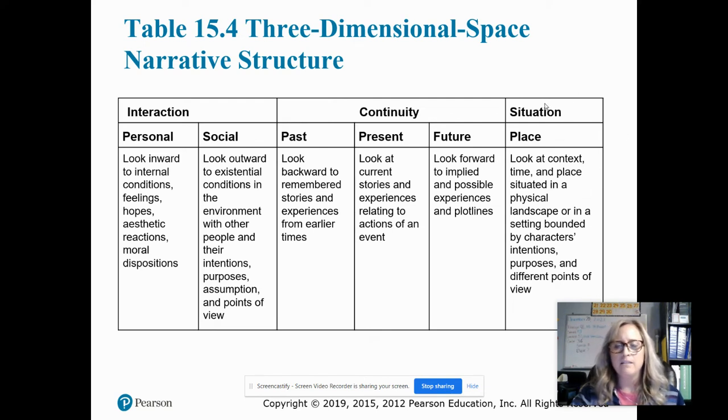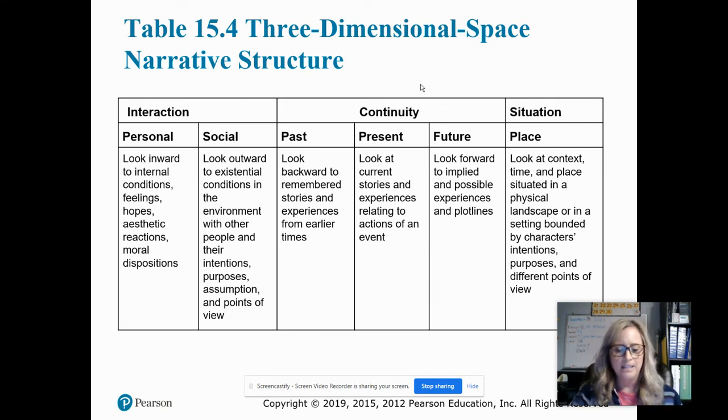And then finally, your third dimension, as you're organizing your data after you've gone through and collected the stories from your participant, you're going to look at the context and time and place of the situation in a physical landscape and figure out what their characters' intentions were, what were their purposes, what different viewpoints emerged, and then all of this combined will create your organized data on what you transcribed and what you got whenever you gathered their stories, okay? And so it's just a metaphorical narrative study.